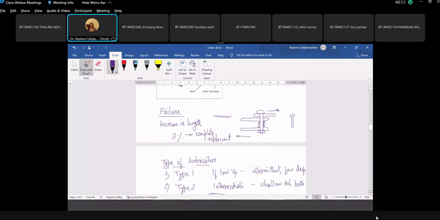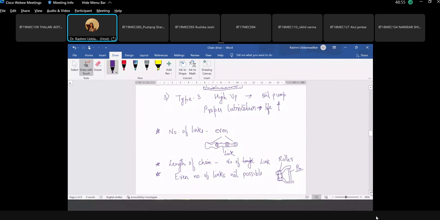But suppose the case is such that if you reduce it by one, the length is getting shorter, or it is becoming too tight between the sprockets, and if you increase the length, then it becomes too loose. The center distance is fixed, you cannot alter. Only in that case, you have to go with an odd number of links, and at the end, wherever you are closing this chain, you have to use this offset link. An offset link is a link having a shape like this, which will have a roller at one end and a pin at the other end. This is known as an offset link.